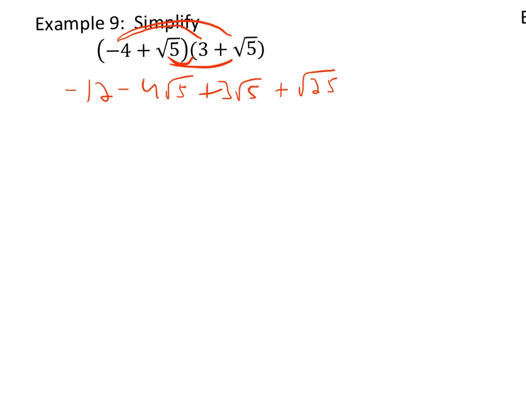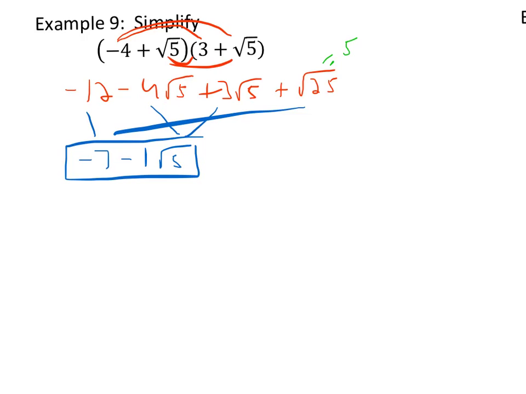So we want to make sure these are simplified and finished. Root 5s are done, but root 25 is the same as 5. So we can finish this by putting the negative 12 and the 5 together and get negative 7. Sorry. And then we have root 5s that are the same roots, so I can put the coefficients together there and get negative 1 root 5. One has a root, one doesn't. That's simplified.